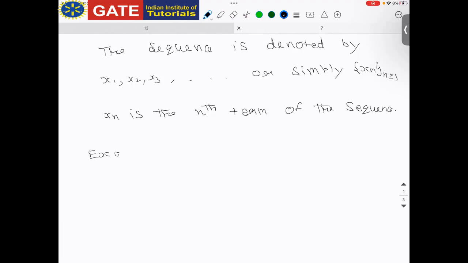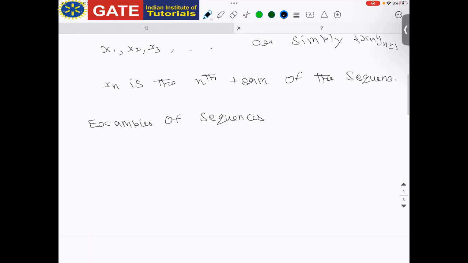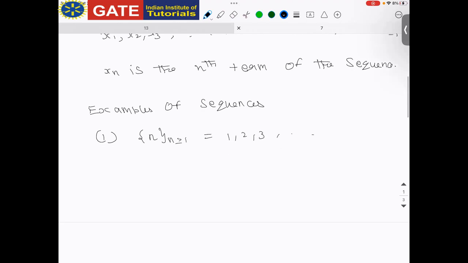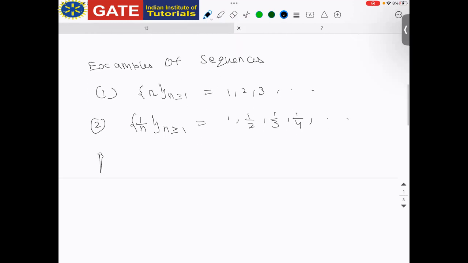Examples of sequence. First one, n, n greater than equal to 1, that is 1, 2, 3 and so on. Second, 1 by n, n greater than equal to 1, that is 1, 1 by 2, 1 by 3, 1 by 4 and so on. Third one, minus 1 raised to the power n by n, that is nothing but minus 1, 1 by 2, minus 1 by 3, 1 by 4, minus 1 by 5 and so on.